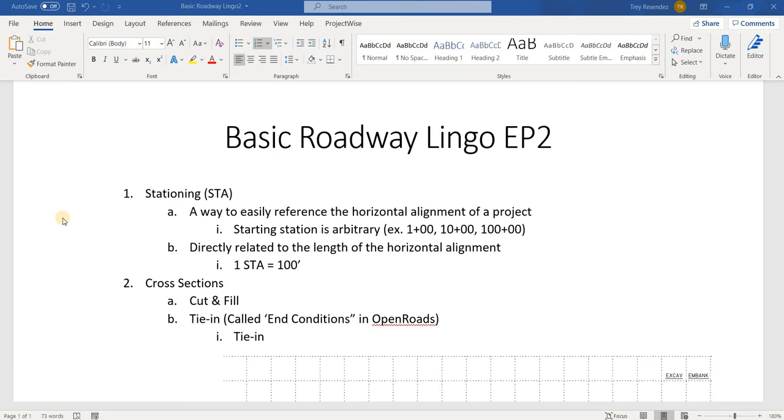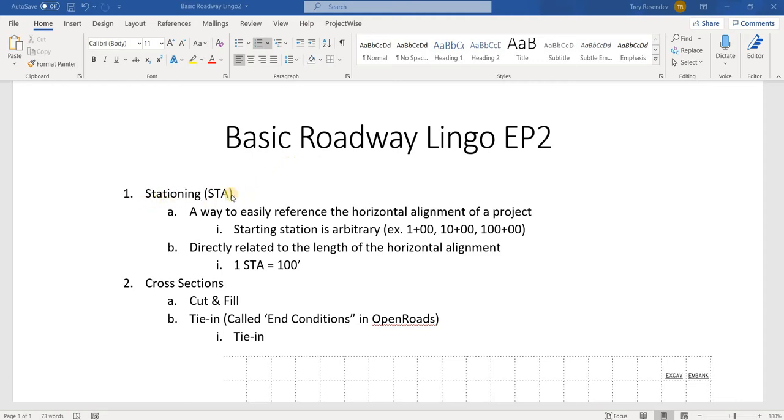Hey everyone. I just wanted to continue with the Roadway Lingo series, and this is episode 2, and I want this to be pretty short, so I'm going to go ahead and get started.